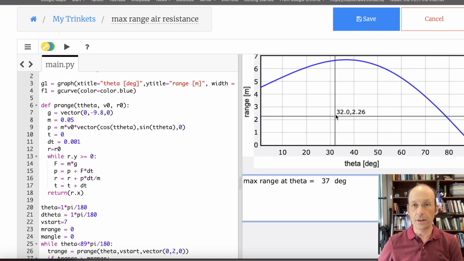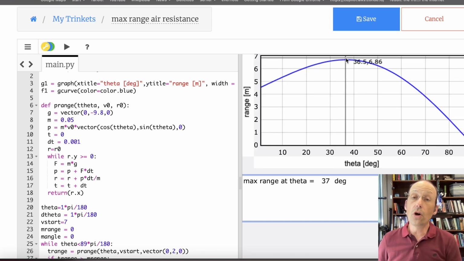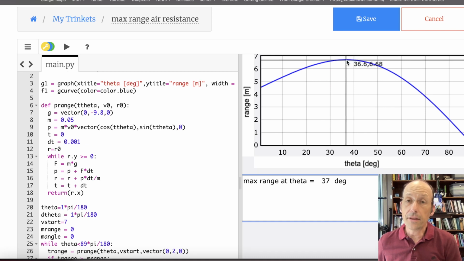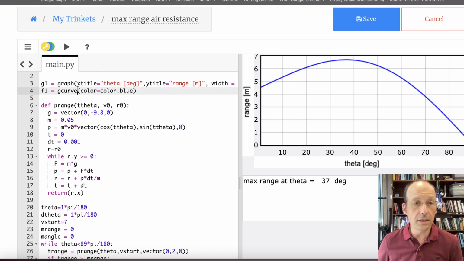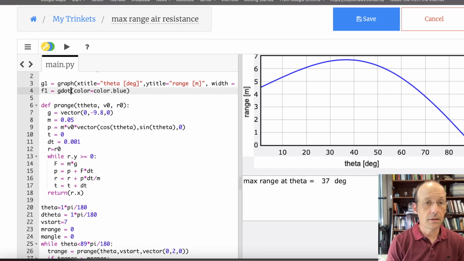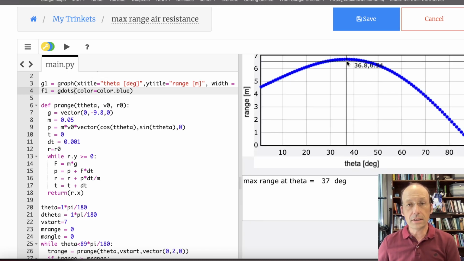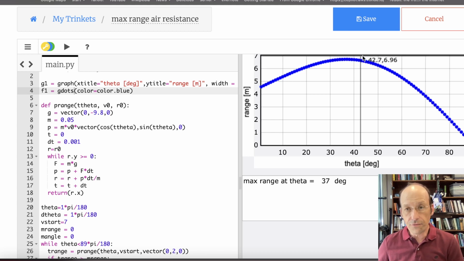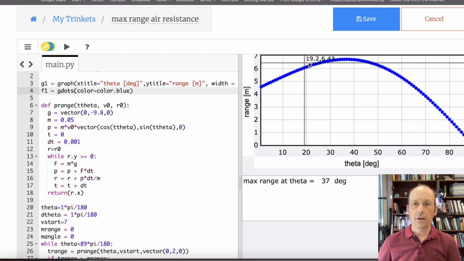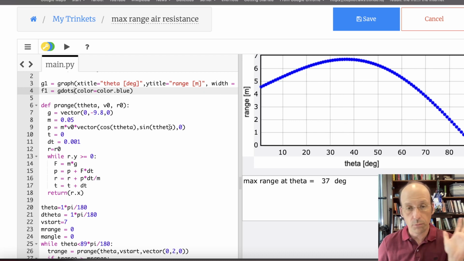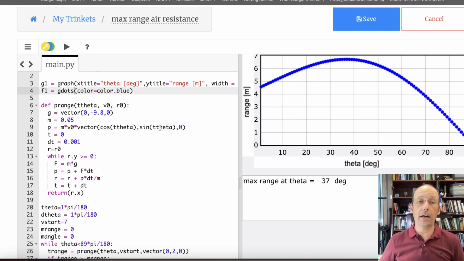37 degrees. What do you think about that? Now you'll notice here that I'm at 37 right here. Let me just change this to G dots so you can see something. G dots does not connect the lines, it just puts a dot there. If I run that again, you can see that they're finite steps, right? So I'm kind of surprised it's right at 37 degrees, but I think that's okay. I thought I'd see a dot, but okay. There you go. I have the maximum range.